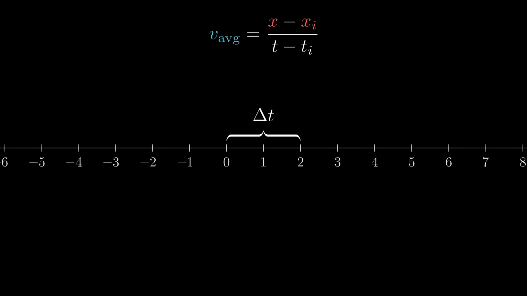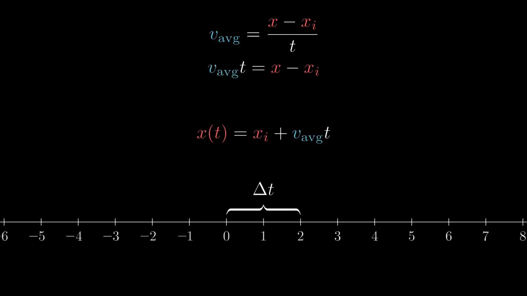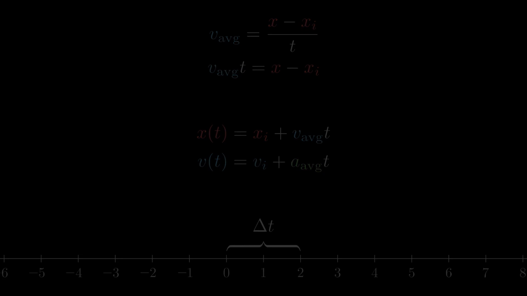So because of this, we'll usually let our initial time be equal to 0, so then it drops out of the equation. Now we can multiply across the change in time and add across the initial position, and we'll get the final position is equal to the initial position plus the average velocity times the change in time. And since position and velocity have the exact same relationship as velocity and acceleration, the same equation is true for velocity and acceleration.